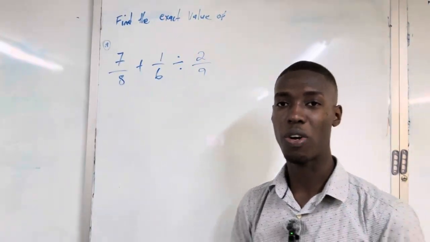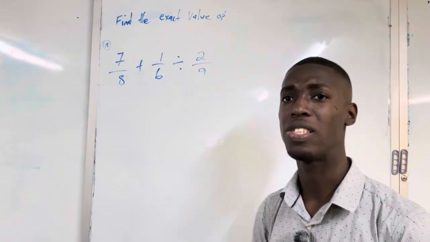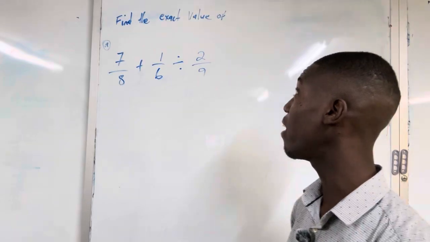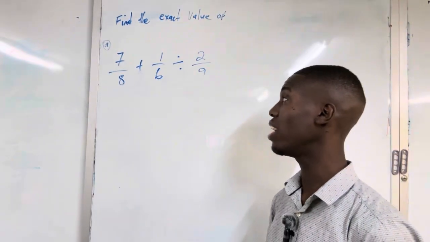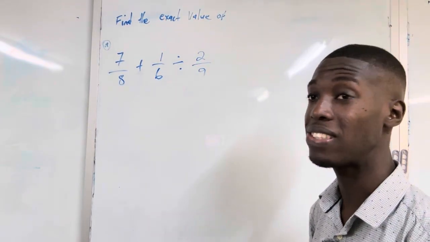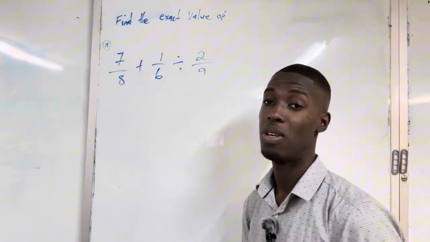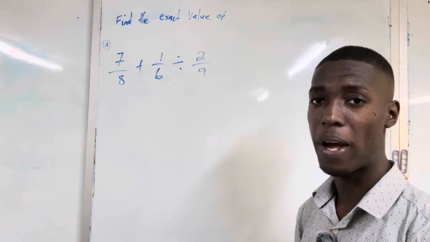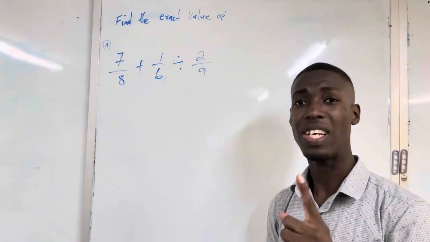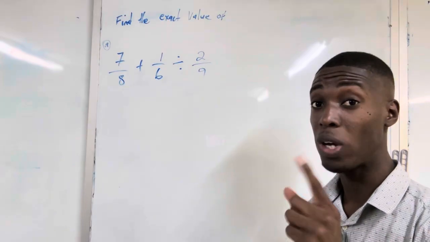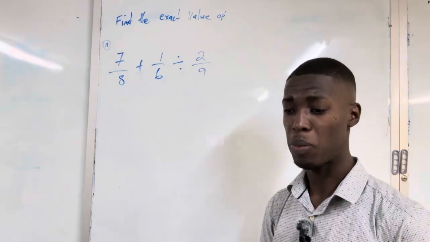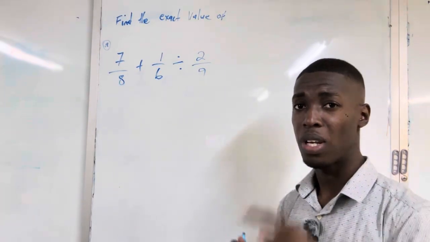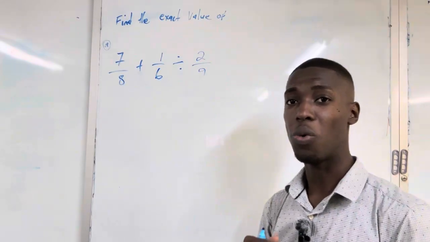Let's do a basic fraction question. So the question says, find the exact value of 7/8 plus 1/6 divided by 2/9, right? So this is a CXC type question, right? This is question 1 on a CXC paper from 2022. So pay keen attention to what I'm about to do.